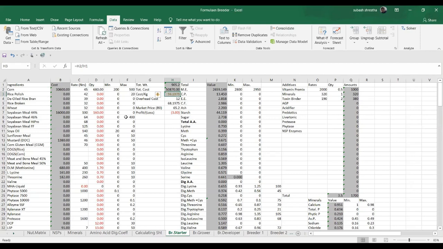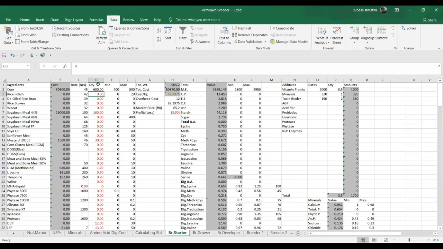And soybean meal, generally I can go up to 400 because it's the safest ingredient, so I can go up to much more. And if you see mustard DOC, a maximum level, I'll go up to 50 kgs per ton. And in sunflower also, I'll go up to 50 kgs per ton. And meat and bone meal, I was using before, but now I'm not using it. It's just a sample feed formulation I've given. These are the quantities you can put over here.